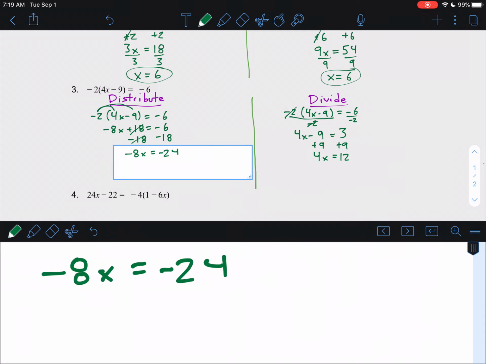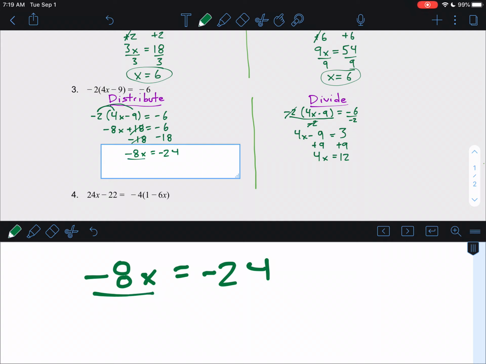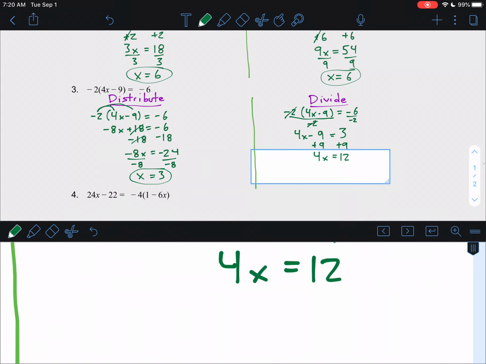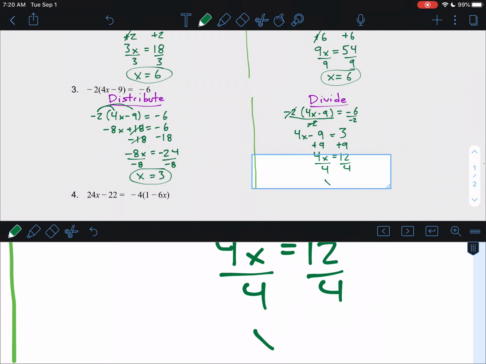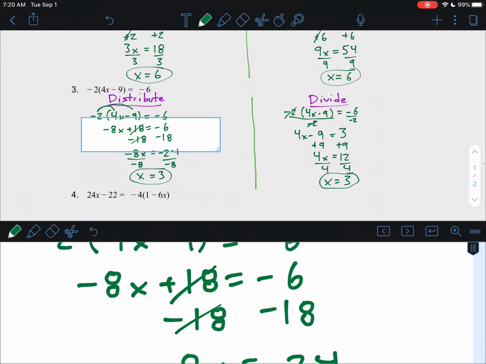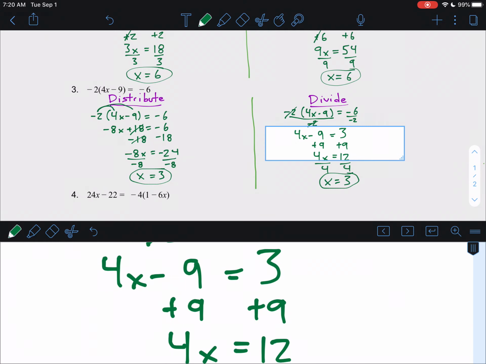I'm going to divide both sides here by negative 8. And that's going to give me x equals, a negative 24 divided by negative 8 is 3. There's a solution. 4x, I want to divide by 4. So x equals, and 12 over 4 is 3. So my solution is 3. No matter which way I did it, if I used the negative 8x plus 18, or if I used the 4x minus 9, I got 3.